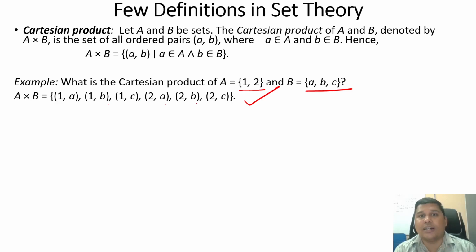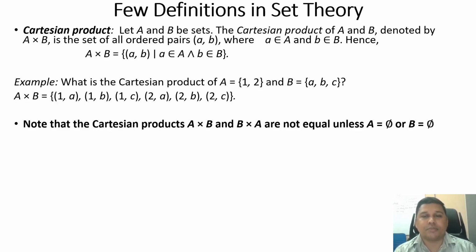See, it is ordered. In order you have to do 1 with a, b, c, 2 with a, b, c. This forms the Cartesian product. We will see the application of this Cartesian product in future concepts.